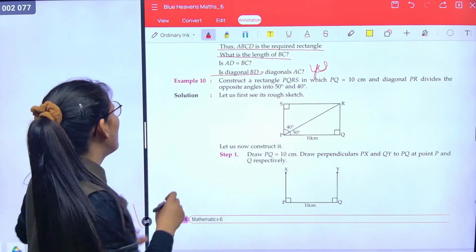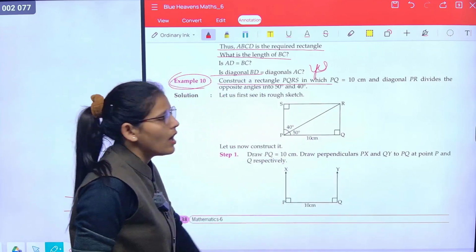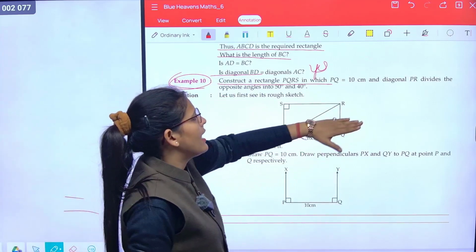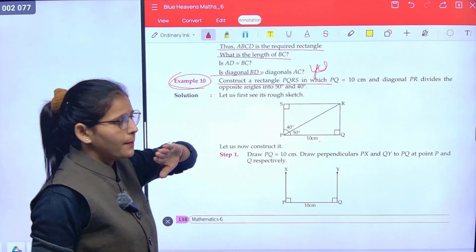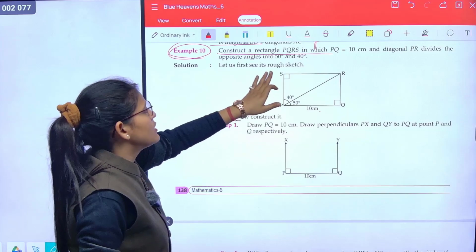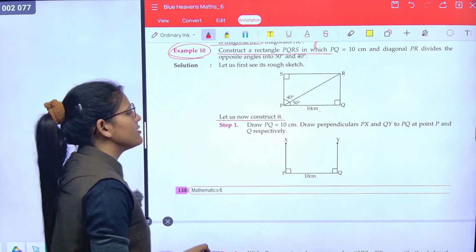Understand? Come on, example number 10. Construct a rectangle PQRS in which PQ is equal to 10 and diagonal PR divides the opposite angles into 50 and 40 degree. Let us first see its rough sketch. Let's see, 40 and 50. Let us now construct it.